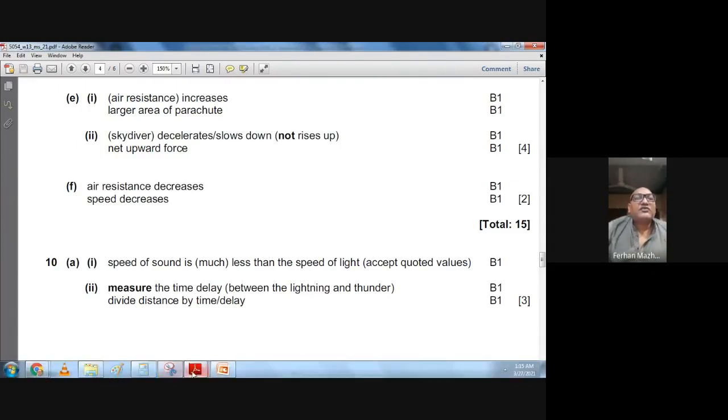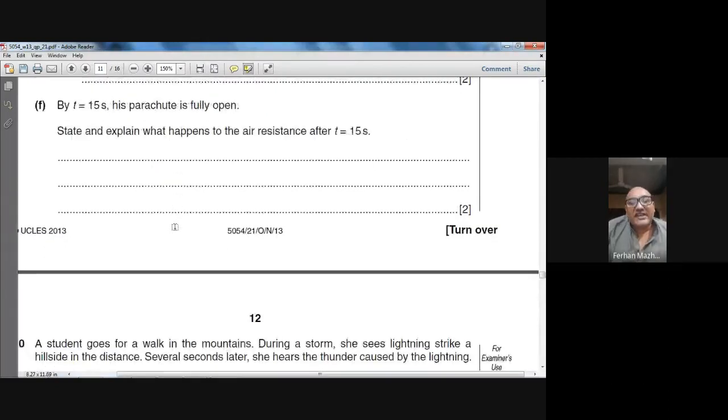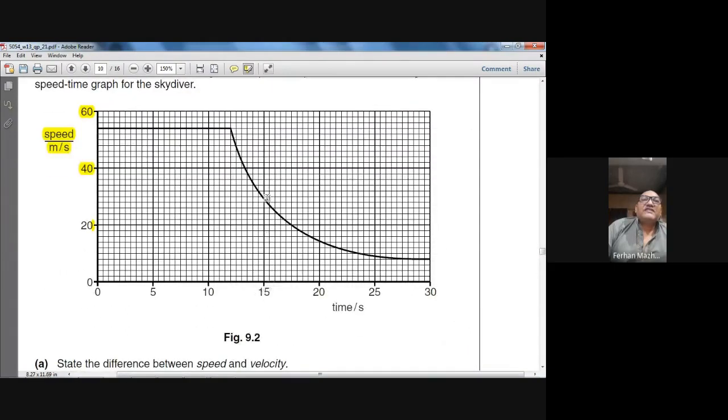Okay, so let's move to the next question. By t equals 15 seconds, his parachute is fully open. State and explain what happens to the air resistance after t equals 15 seconds. Let me show you. This is 15 seconds here. You can see that the speed is gradually decreasing, decreasing, decreasing. At approximately 28 seconds, the speed becomes constant, and after that the speed stays constant.